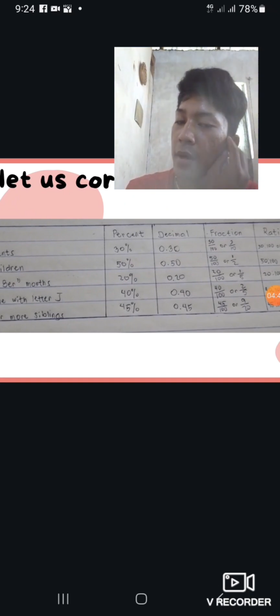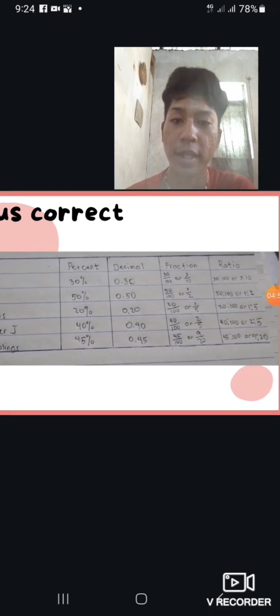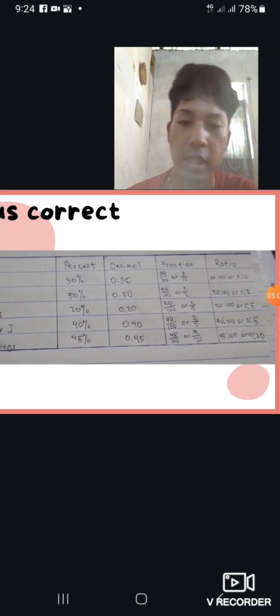Basta, mora jud to, ato ra na i-copy ang value and then add to the left ang decimal and then 0. Dayon 45 sa fraction, 45 over 100 or 9 over 20. So express into simplest form ra gihapon.